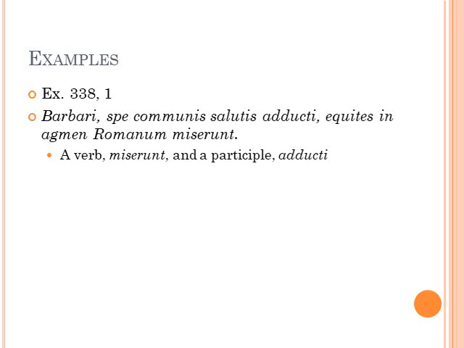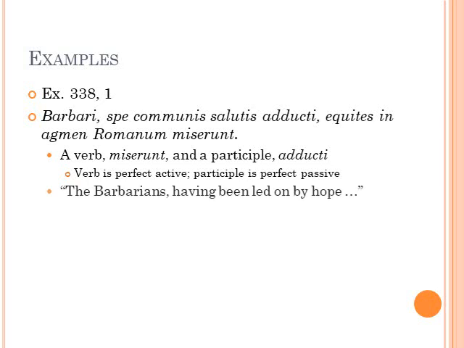So we've turned the singular adductus into a plural adducti, modifying barbari. So you could draw a line there from adducti and draw it back to barbari. So the verb is a perfect active, miserunt. The participle is a perfect passive, adducti. The barbarians, having been led on by hope. So there's your perfect passive participle.